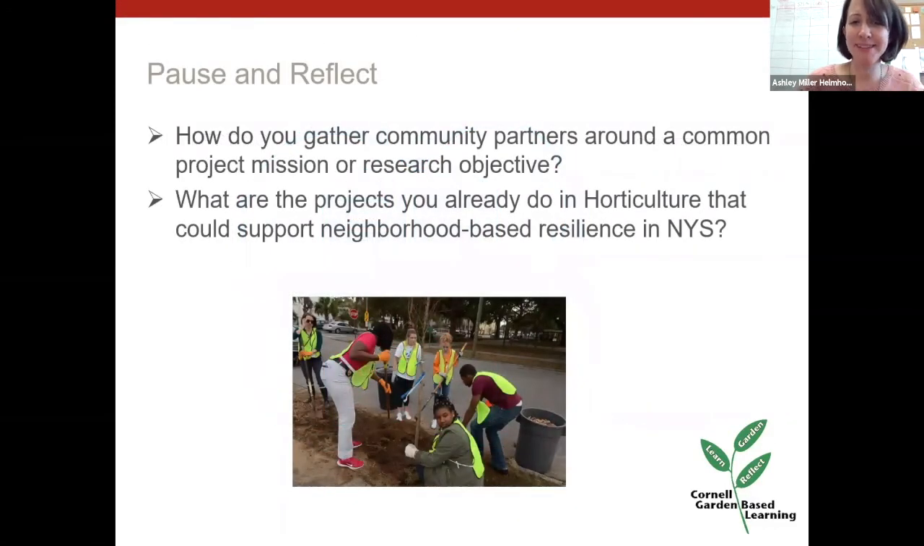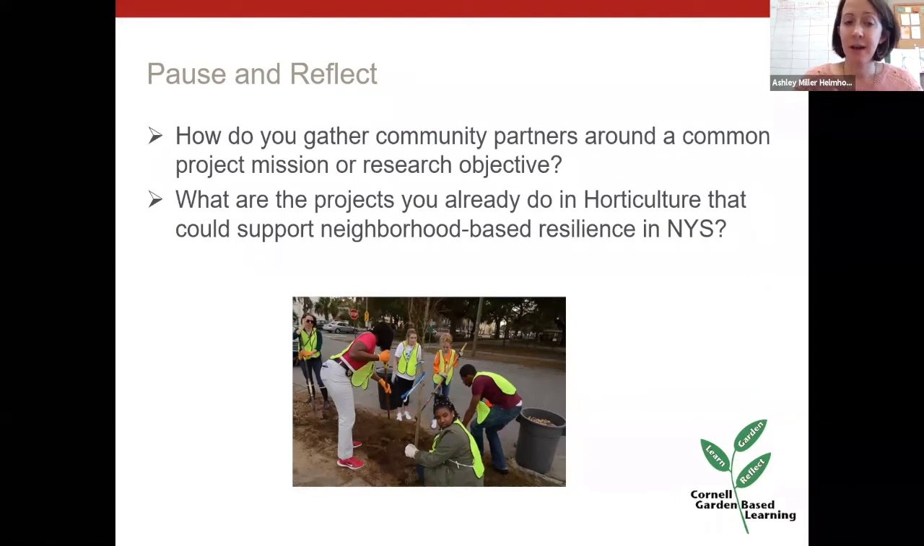So I'd love to just take a moment. I know that I've talked a lot so far. I would love any comments or reflections on what I've shared so far about how you gather community partners around a common research mission or objective, and really what projects we're already doing in horticulture that might be able to be better supported maybe by this kind of methodology and neighborhood-based resilience in New York State. So I see a lot of potential in this area, not just in urban areas, but also rural and suburban. So I'd love any thoughts that you have on those 2 questions, and really just wanted to give folks a minute or 2 to think about that, and then I'll carry on.